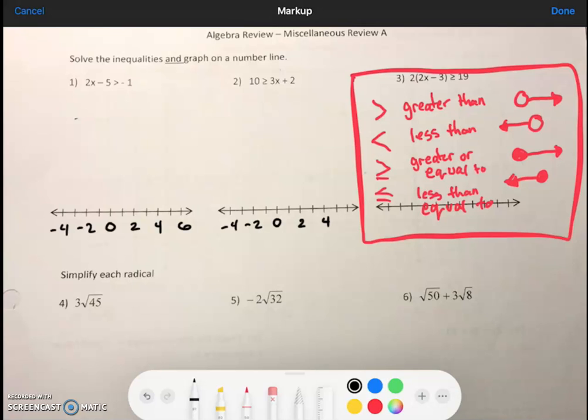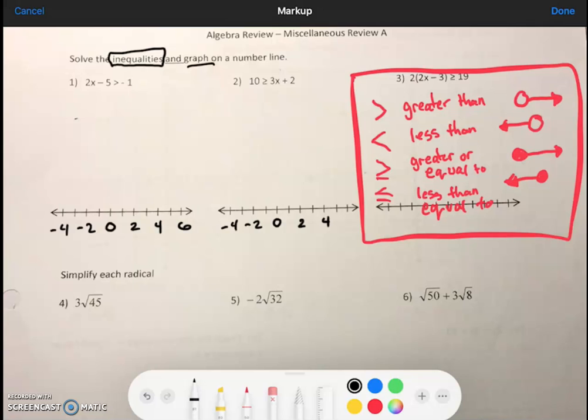So we're going to go over some of the algebra review, part A. All of this you should have seen in the past, but this is just a reminder here. So the first one, 1, 2, and 3 says solve the inequalities. Inequalities are less than or greater than signs, something that's not equal. And then graph on a number line.